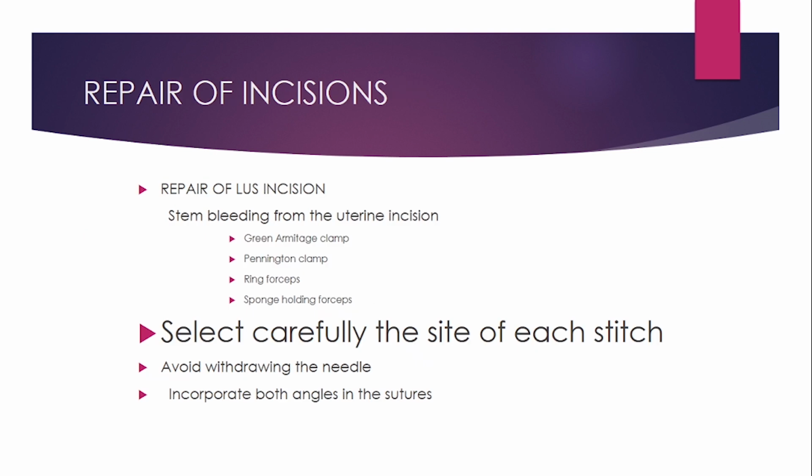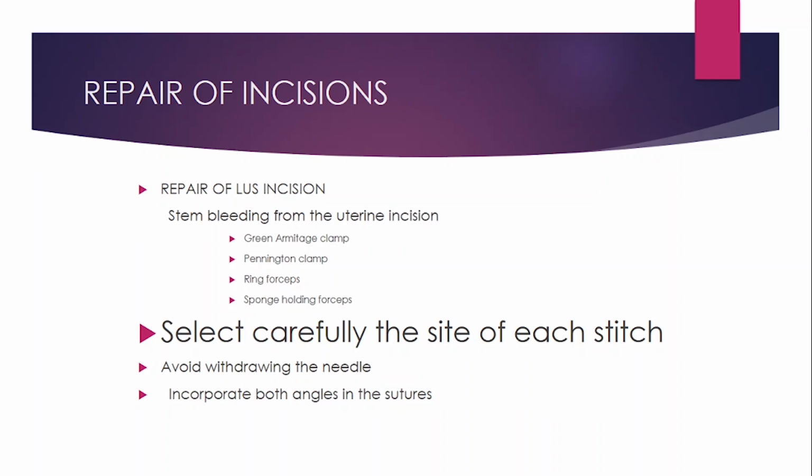Let's talk about repair of the incision that we have made. We should make effort to reduce bleeding from uterine incision. Then we should select carefully the site of each stitch. And why should we do this? Because we should, as much as possible, avoid withdrawing the needle. And of course, what we must pay close attention to is actually the angle. The two angles, we must pay close attention to them. We must incorporate them in the suturing.